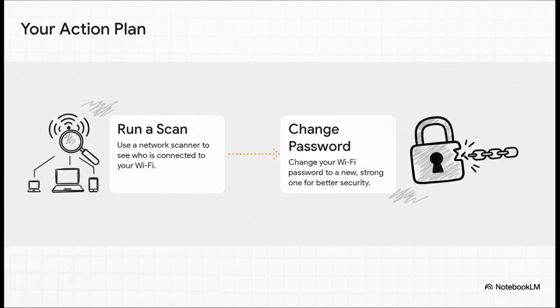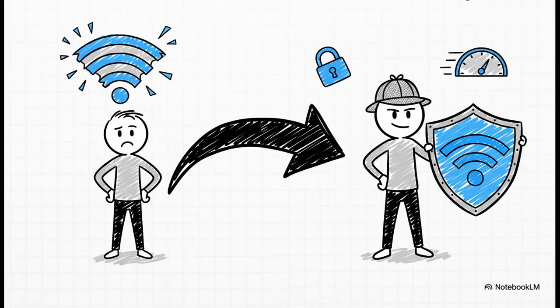Number 1, run that network scan. See for yourself who is actually using the internet that you pay for. Number 2, change your Wi-Fi password. Even if you don't find anything suspicious, it's just great security practice. And just like that, with a free tool and a few minutes of your time, you've gone from being a potential victim of Wi-Fi theft to the detective in charge. By taking these simple steps, you've locked your doors, you've boosted your speed, and you have put yourself firmly in control of your home network.